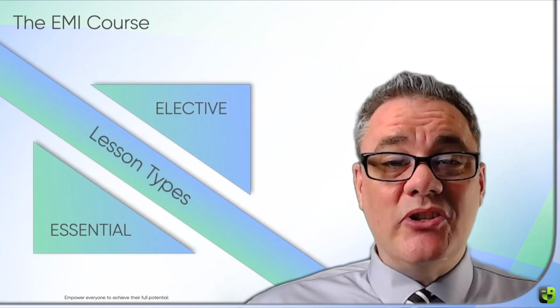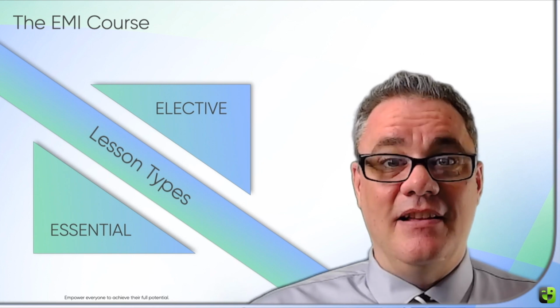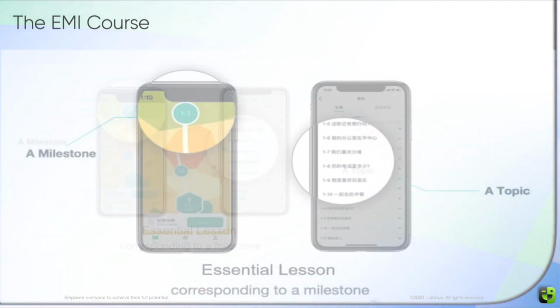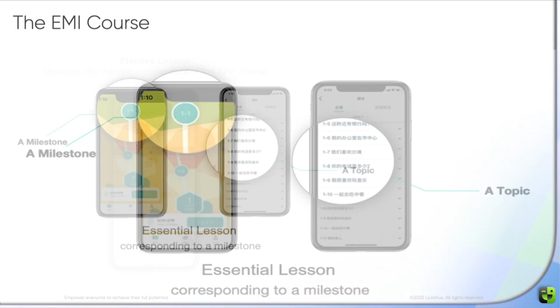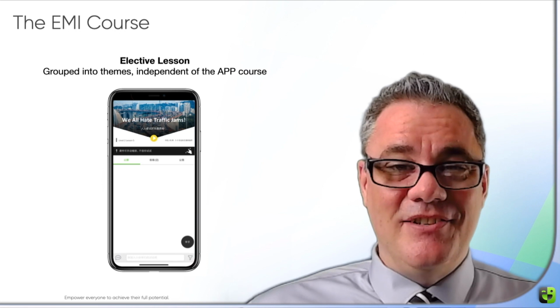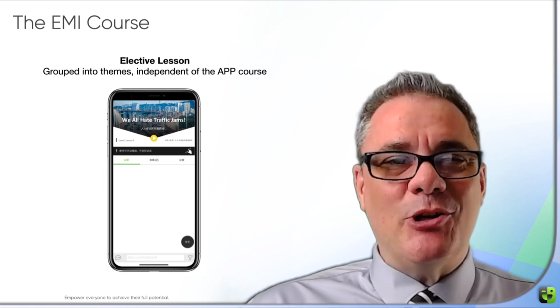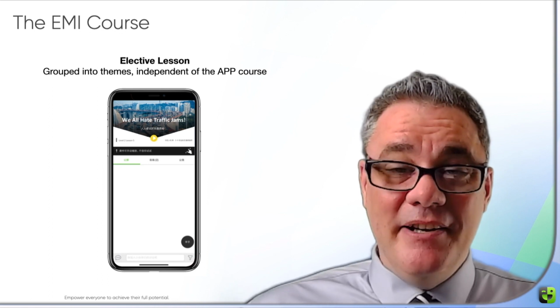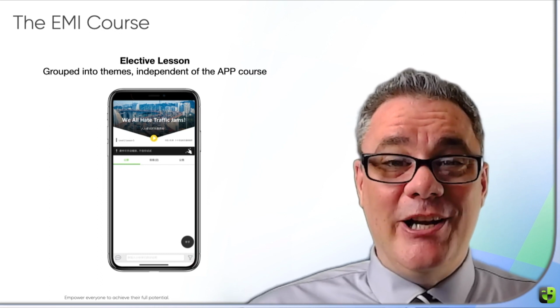Now, there are 2 types of lessons, the essential lesson and the elective lessons. Let's take a look at each one. Each one of the essential lessons corresponds with a milestone on our learning app. Each milestone is a package of lessons based on a particular topic. The elective lessons are grouped into themes like business, travel, lifestyle, and much more. They are independent and more flexible. The students can choose these lessons based on their interests and their level.